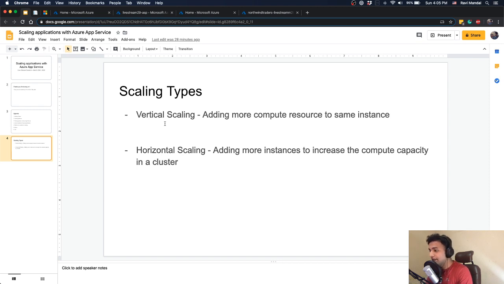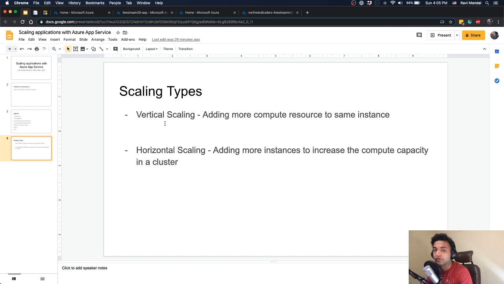Vertical scaling is adding more compute resources to the same instance. For example, if you have a server that has 8 GB of RAM and 4 processor cores that you use to serve the application, in vertical scaling you just go ahead and add more RAM, or upgrade the CPU type, or upgrade the cores on the CPU.